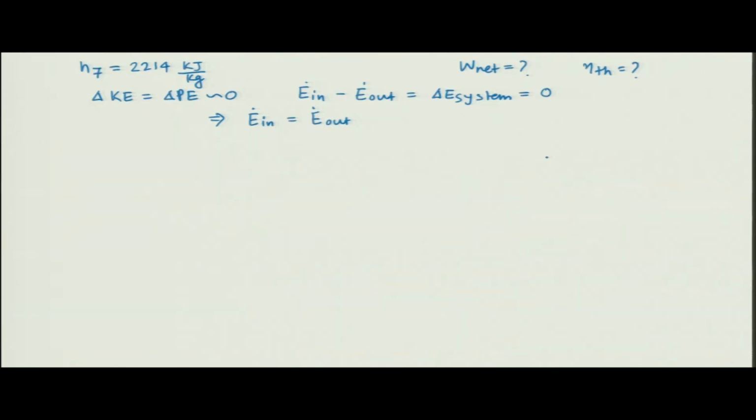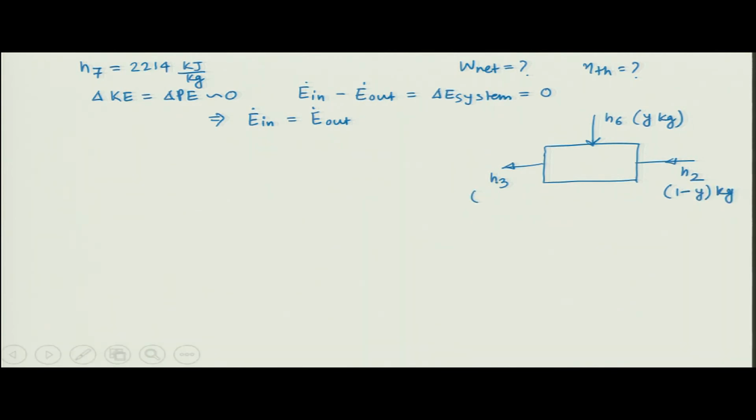So, if I draw a diagram, so here you are supplying water at an enthalpy H2 and you are mixing steam, which is basically a two phase mixture at an enthalpy of H6, okay, and then you are getting H3. Okay. So, here you are taking y kg, okay, and here it is 1 minus y kg, and here what is coming out is 1 kg. Okay. So, this is an open feed water heater. So, you are mixing the condensate with the water at point 2 and you are getting point 3 here.